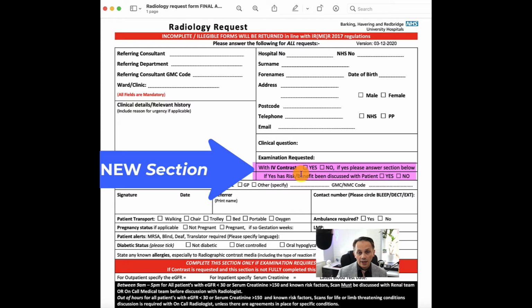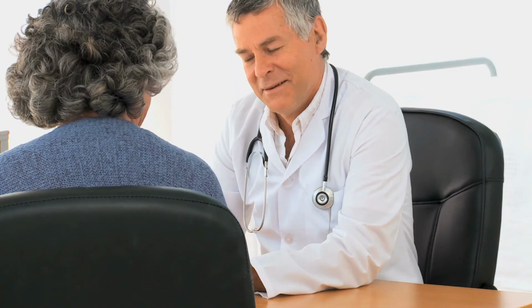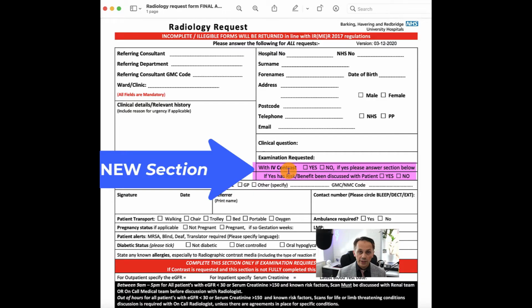I think that most of the referring consultants are aware of when to use contrast or not, and this is really important because some patients need to give consent to having contrast, and the only time this can happen is during the consultation, whether it's face-to-face, over Zoom, or over the phone. Leaving it until the patient comes to radiology is leaving it too late, and it doesn't really constitute meaningful consent.